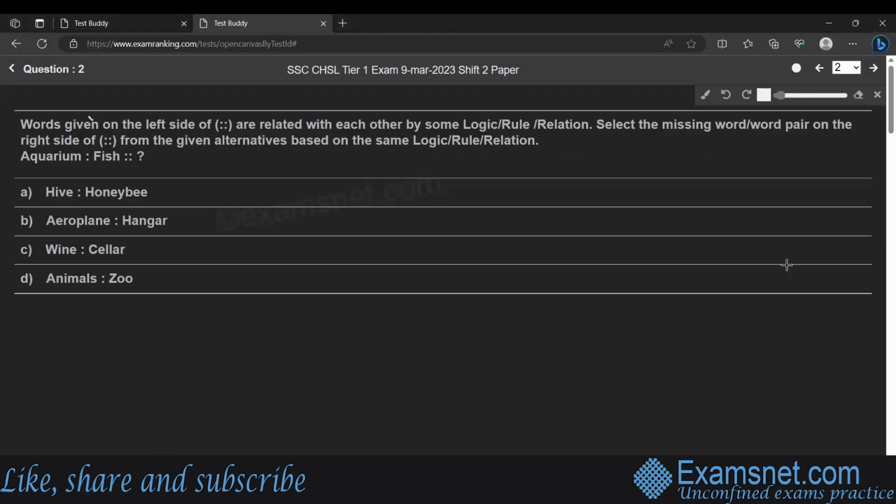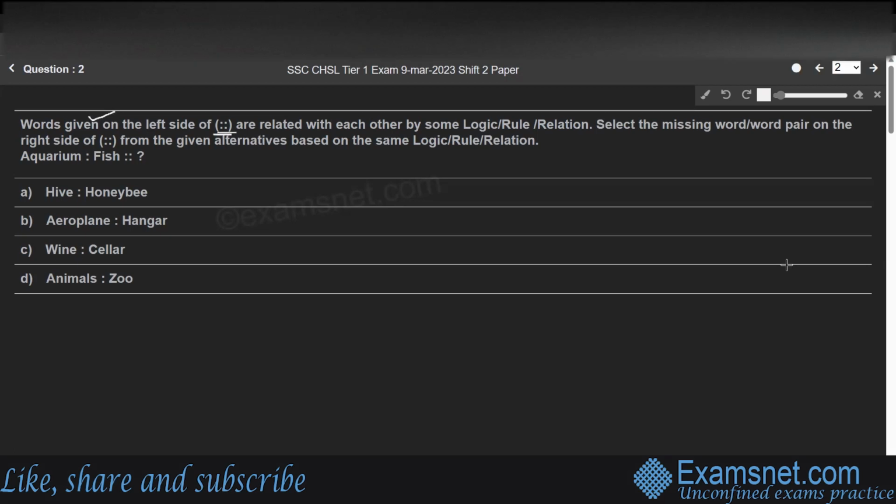Question number 2. Words given on the left side of the double colon are related with each other by some logic or rule or relation. Select the missing word or word pair on the right side of the double colon from the given alternatives based on the same logic or rule or relation.